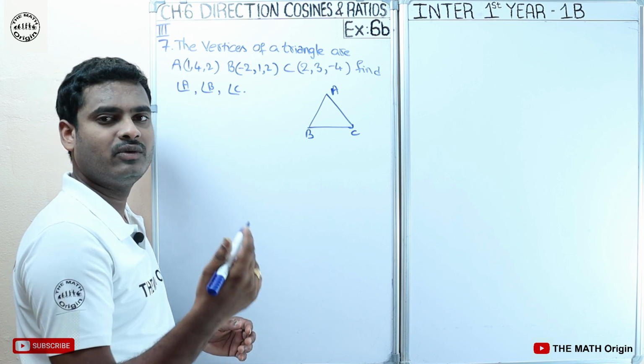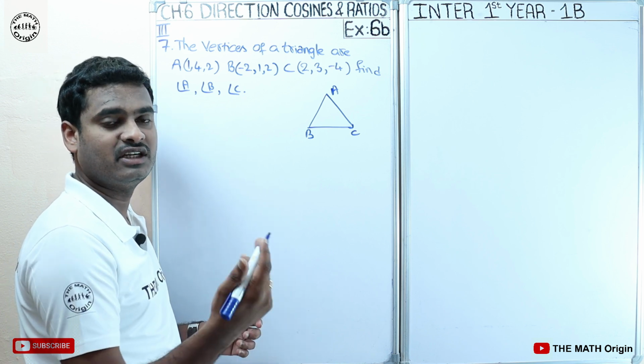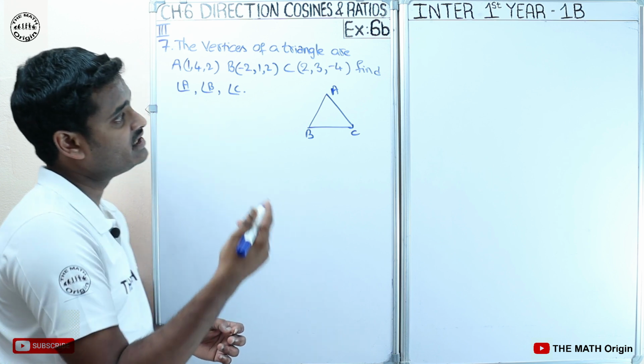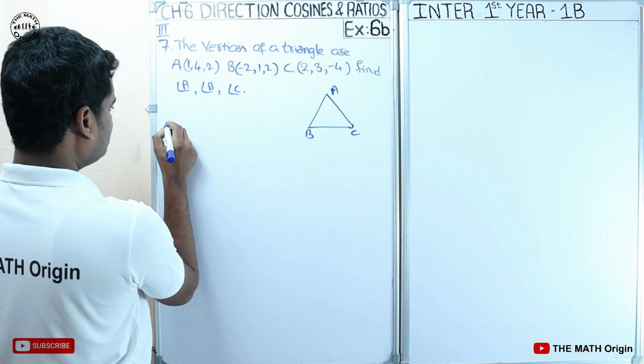A1 A2, B1 B2, C1 C2 are the direction ratios of the given lines.